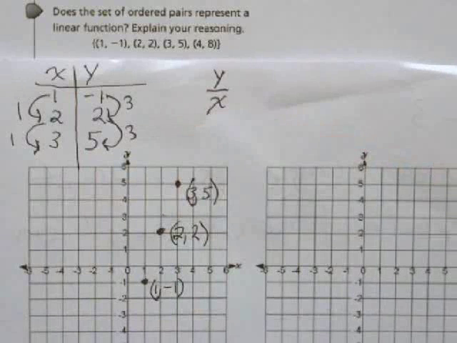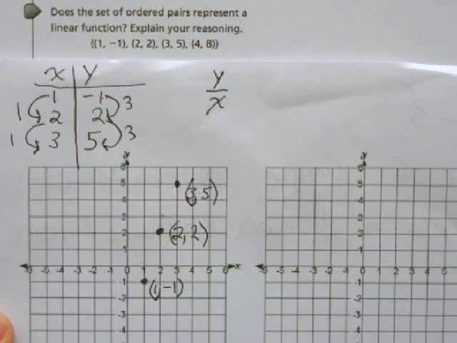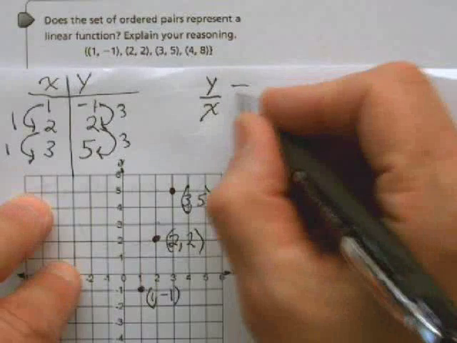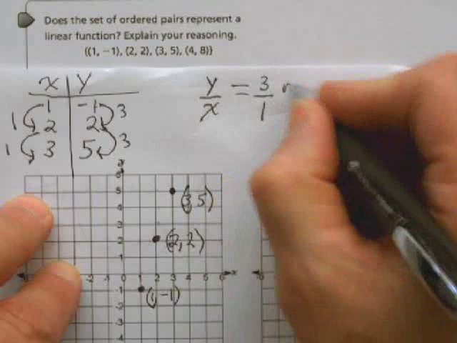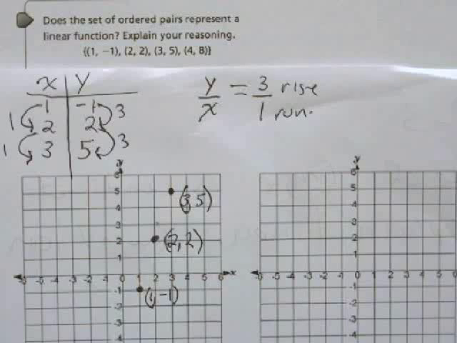All right, and the next way I can tell, to be certain and to illustrate this, is by putting it on a graph. I put the points 1, -1, 2, 2, and 3, 5. And I'm claiming here that the rate of change, by the way, is 3 over 1. Right? Rise over run. So let's see if that's true, okay?